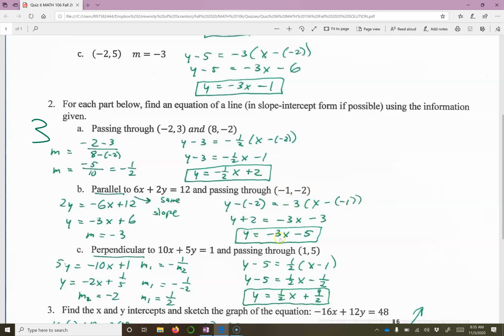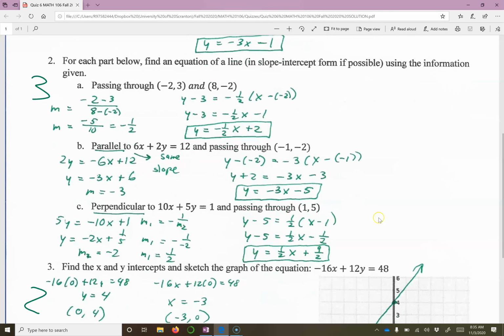And you go through that process and you get y equals negative 3x minus 5. That was B. Parallel lines, same slope. Perpendicular, okay, so same process here, except the relationship between perpendicular lines is not that they have the same slope, but that the lines are perpendicular.